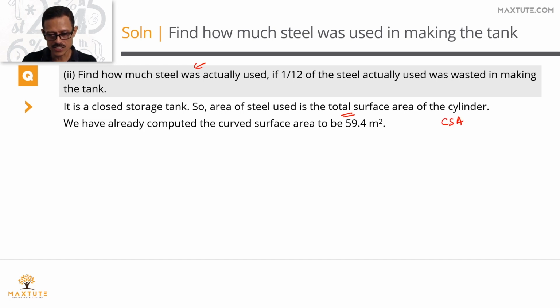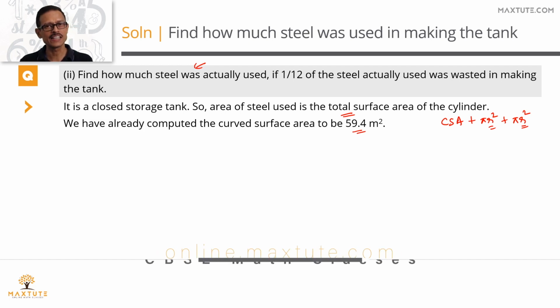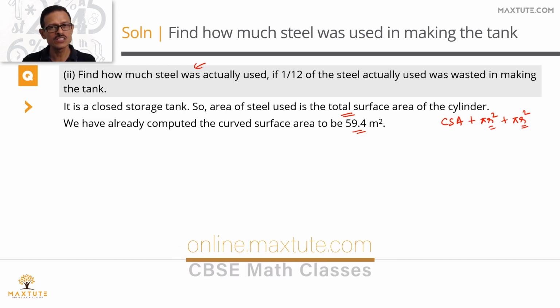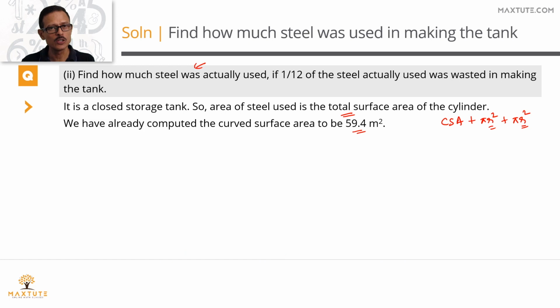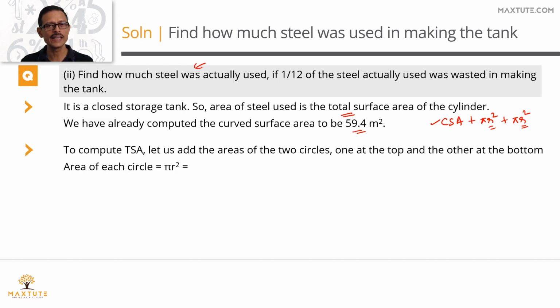That comprises the curved surface area, which we have computed the value to be 59.4. There is going to be a base which is a circle, so its area is pi r square. And it's a closed storage tank, so it's going to have a top lid whose area is also going to be equal to pi r square. The radii in both these cases will be nothing but the radius of the cylindrical tank, which is equal to 4.2 divided by 2, 2.1 meters. So I computed the curved surface area, one part done. Let's compute the area of one of the circles, double it to get the two areas.